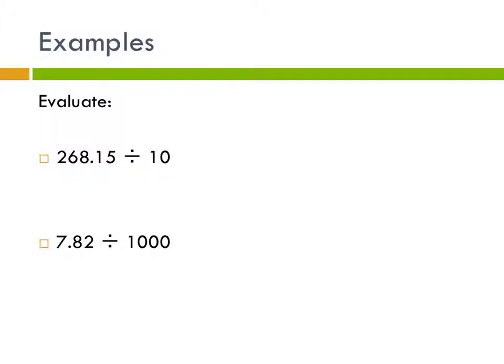Let's have a look and see what would happen if we divide by 10, 100 or 1,000. Now, if I divide, I know I move to the left. This is divided by 10. That means there's 1 zero afterwards, which means I move the decimal point 1 place to the left. Division, I move to the left. So my answer becomes 26.815.